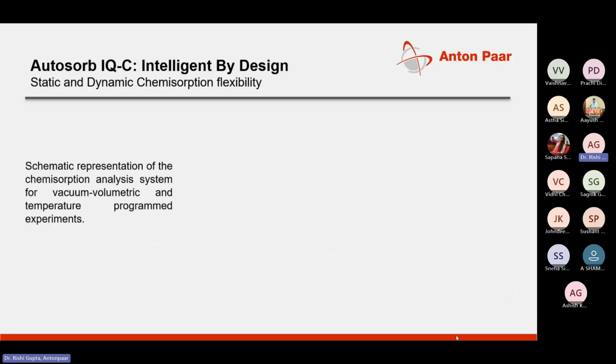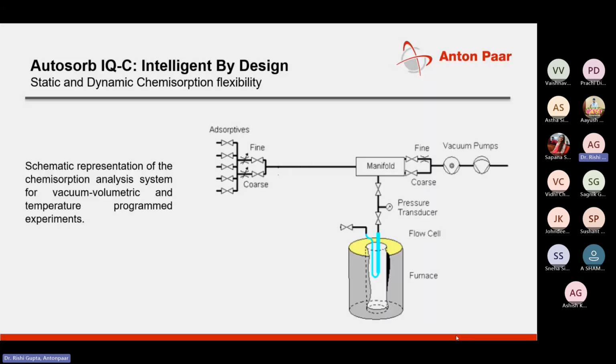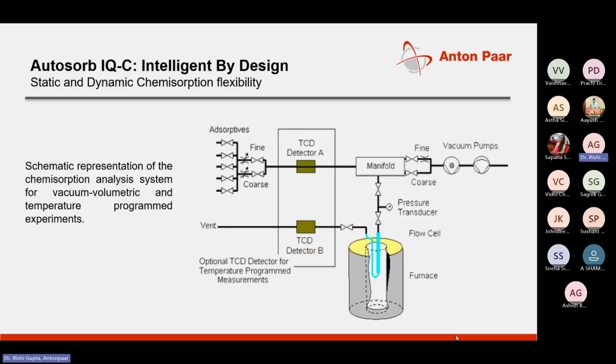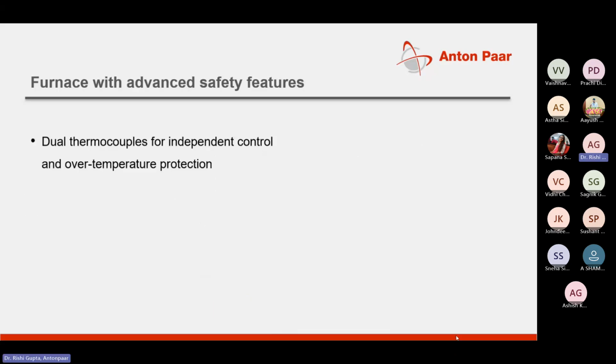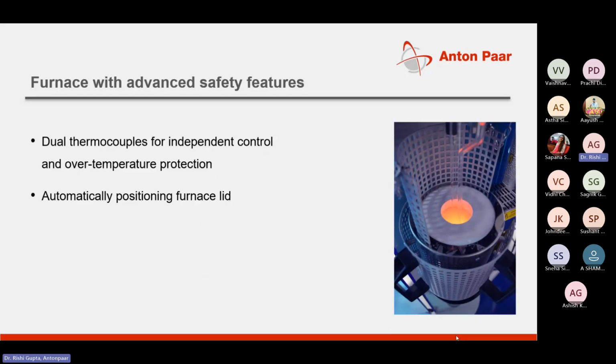So the Autosorb iQ-C that you already have has both the physisorption capacity and the chemisorption capacity, and if you ever want to add the capability of a mass spectrometer, it can also be added. It's an optional thing, so right now it is not with your system, but it can be added anytime. The furnace that you have has dual thermocouples for independent temperature control and over-temperature protection, and we also have an automatically positioning furnace rate.